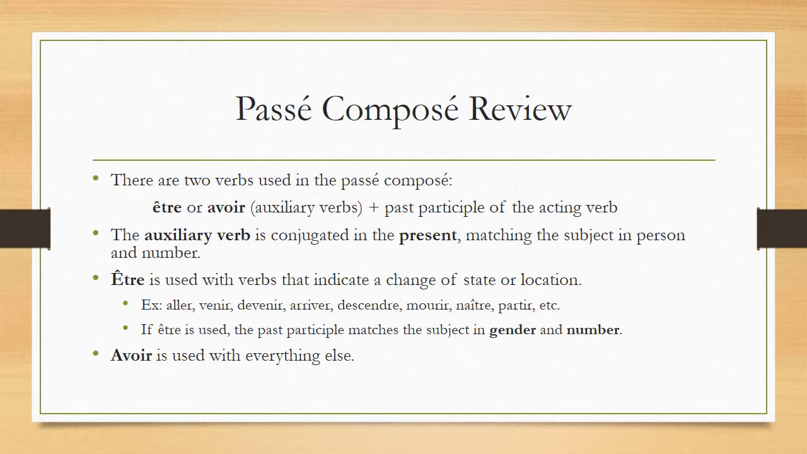If être is used, remember that the past participle must agree with the subject in gender and number. That means adding an extra e on the end of the past participle if the subject is feminine, and then if the subject is plural, you add an s to the end of the past participle. Avoir is used for all of the other verbs.